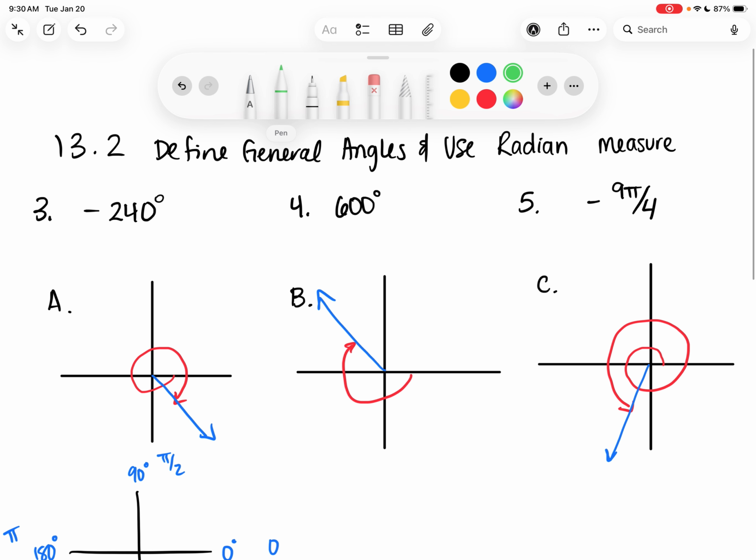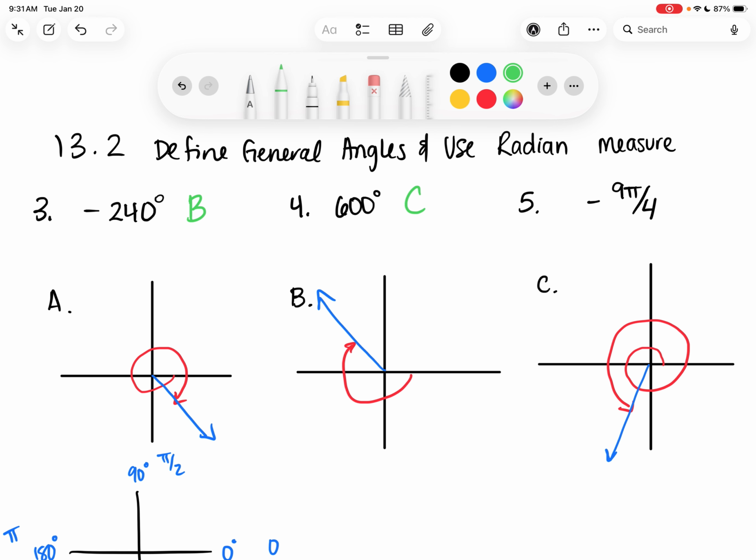So, negative 240, that would be going halfway around, that's negative 180, and a little bit more. So halfway around and a little bit more would be this one. So this would be B. And then positive 600, well, that's bigger than 360, so that means it would be going around more than one full time. So all the way around once is 360 plus a little bit more. So this one is C.